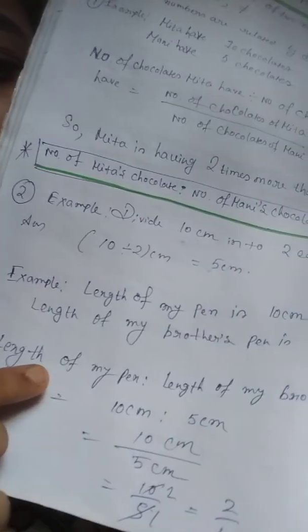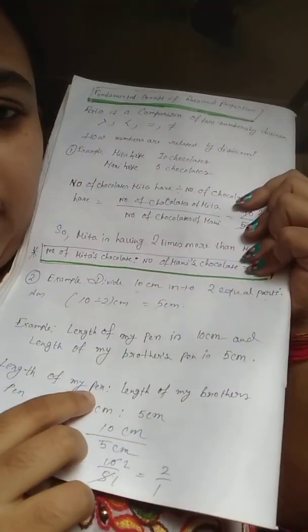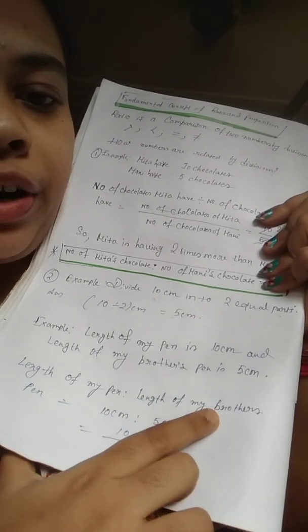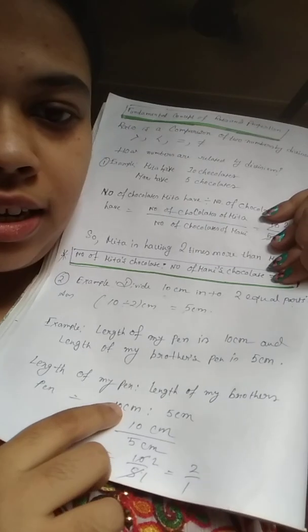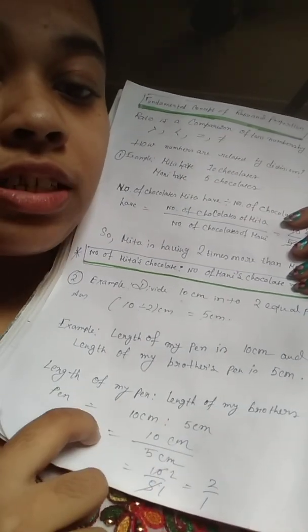I'm giving you another example. If I tell you to divide 10 centimeter into 2 equal parts, then what will come? 10 centimeter divided by 2 is 5 centimeter. But if I tell you the length of my pen is 10 centimeter and the length of my brother's pen is 5 centimeter, and we find the ratio, we'll write: length of my pen ratio length of my brother's pen equals 10 centimeter ratio 5 centimeter.